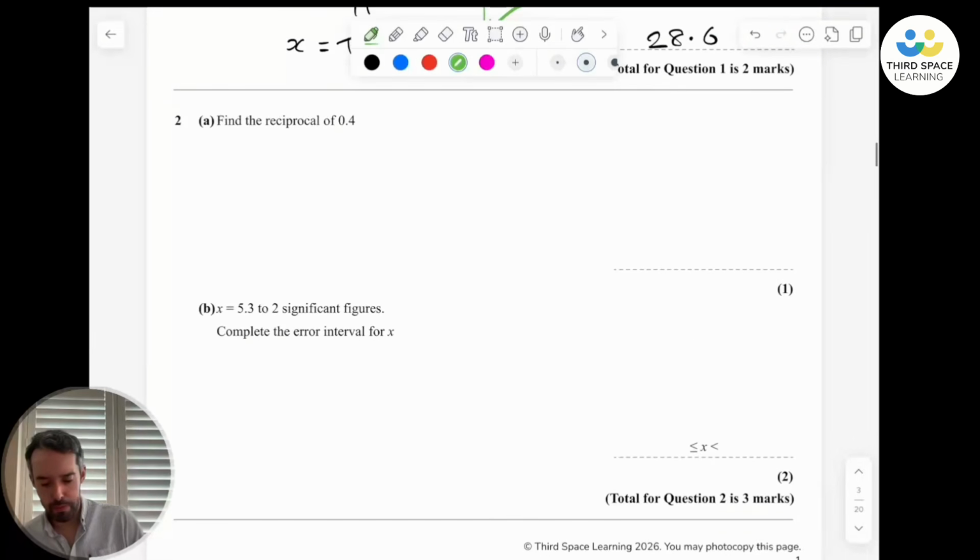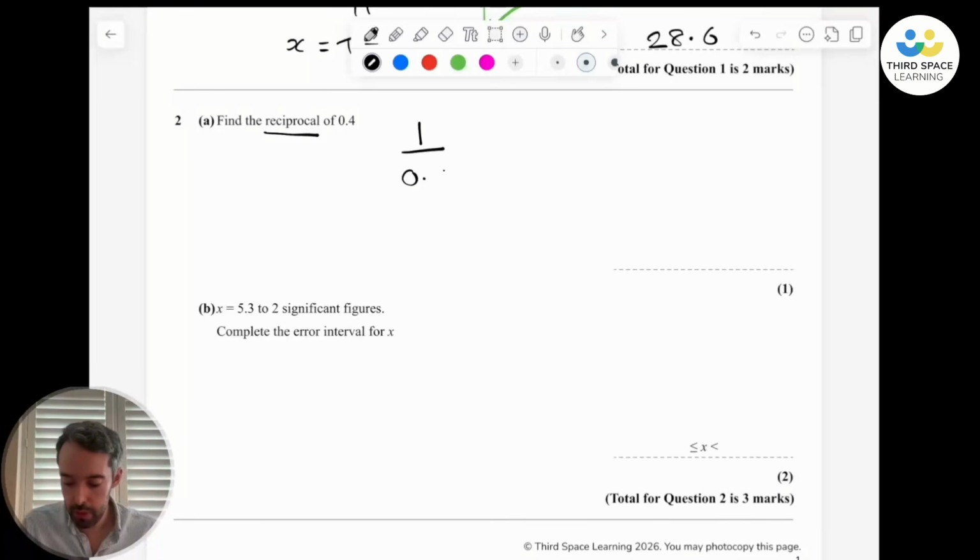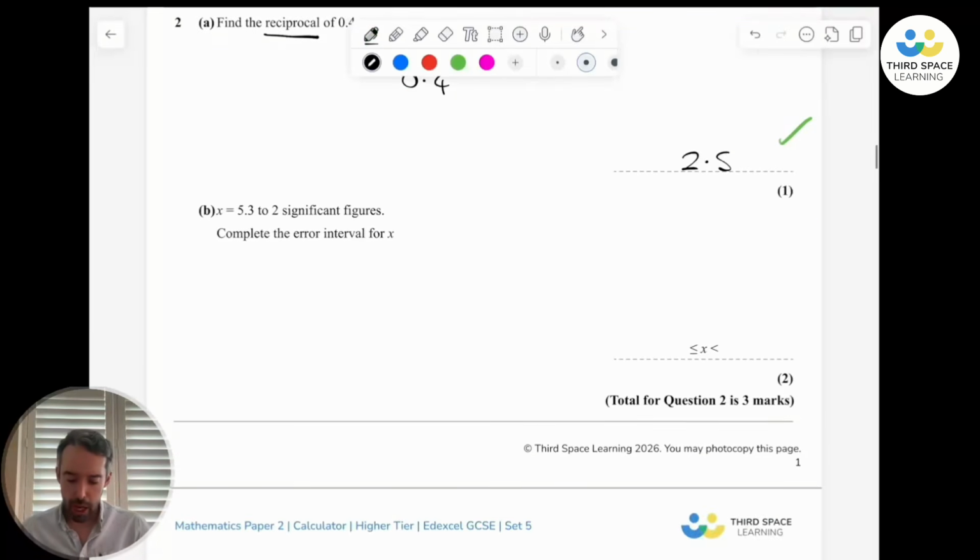Okay, number 2. Find the reciprocal of 0.4. So what does reciprocal mean? It just means 1 over. So the reciprocal of 0.4 is just 1 over 0.4, which is straight in the calculator, 2.5. 1 mark.